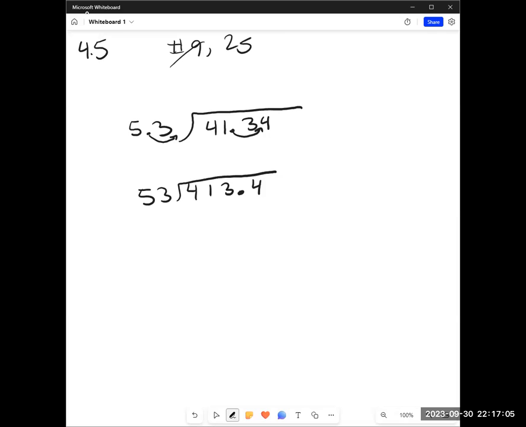50 goes into 400 about 8 times. That would give me 424, which is too big. So I'm going to go down to 7. That's 21. 35 plus 2 is 37. Subtract. 3 minus 1 is 2. Borrow here, and we get 4. And we just said that 8 times 53 was 424. So we end up with an answer of 7 8/10.